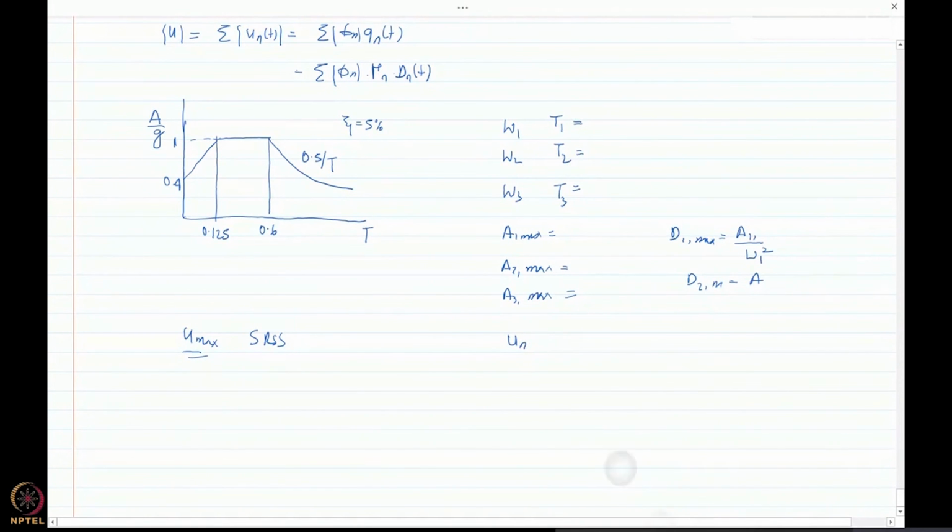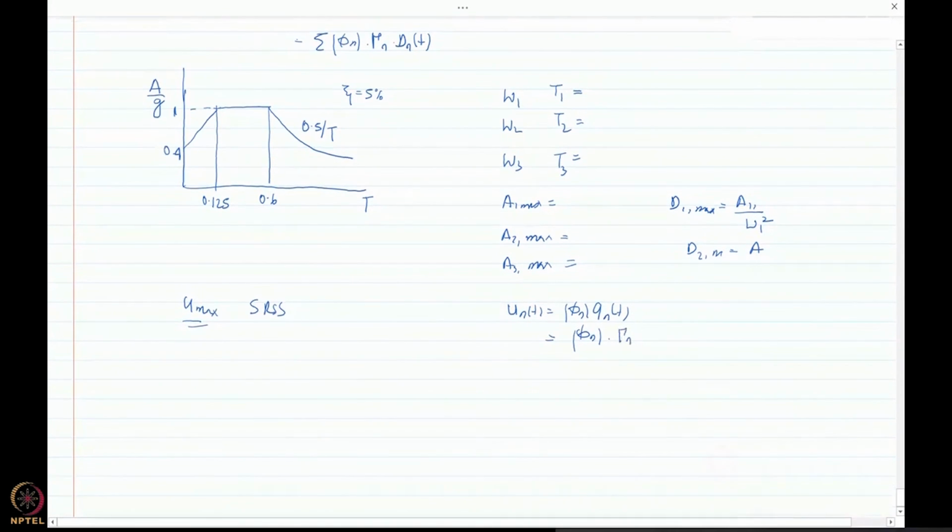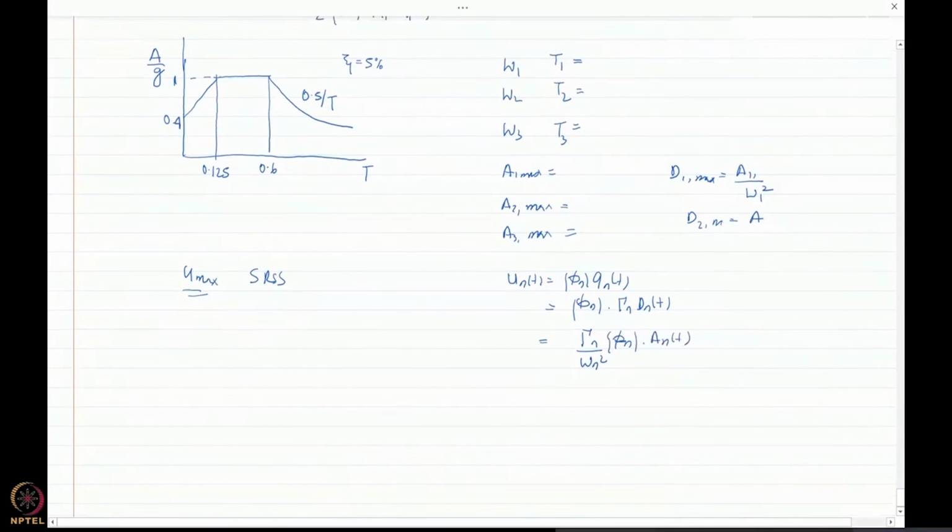Remember, UNT is what? Phi n times QNT, which I can write as gamma n times dnt. Okay. If I write dnt as ant by omega n square, I can write it like this. So this is in terms of time.